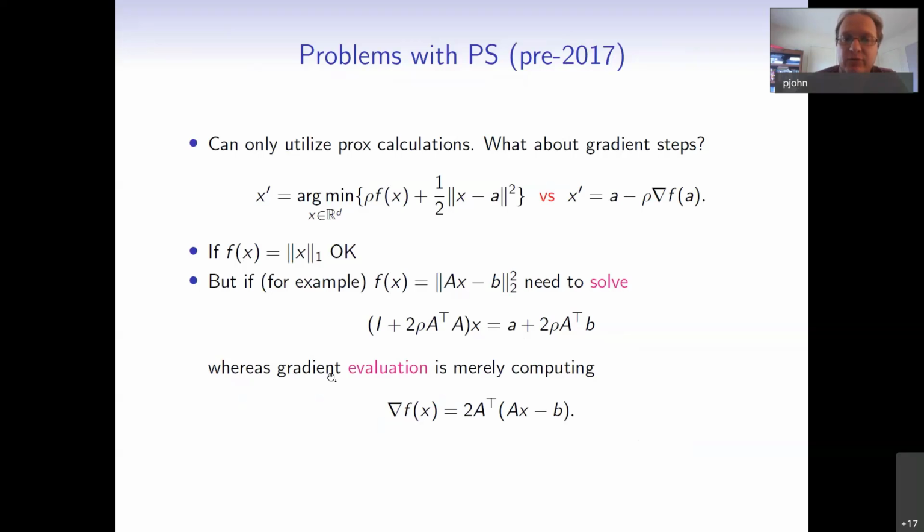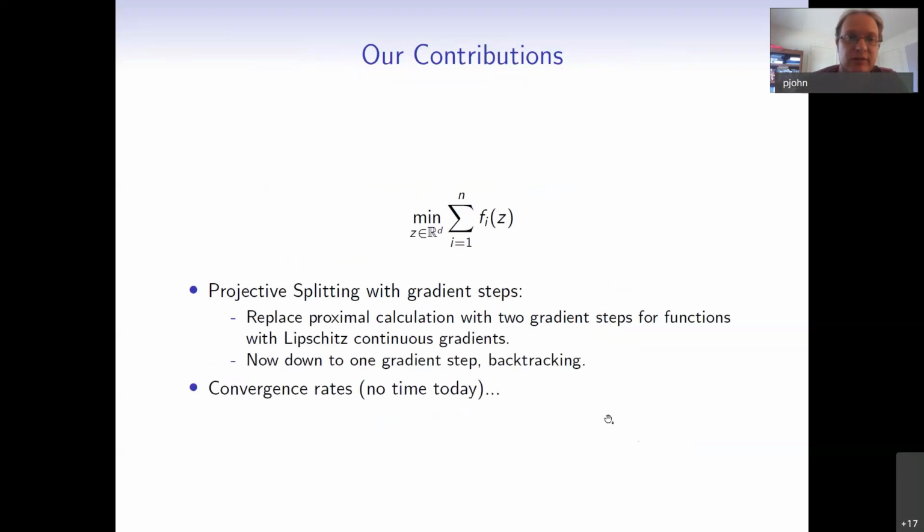It'd be nice to at least have the option of computing the gradient, because in that case, you're just doing 2 matrix multiplies. And yeah, so that's what we've been working on. And the good news is that we did solve that problem. We figured out ways that you can do that, where you can use gradients instead of the proximal operator.